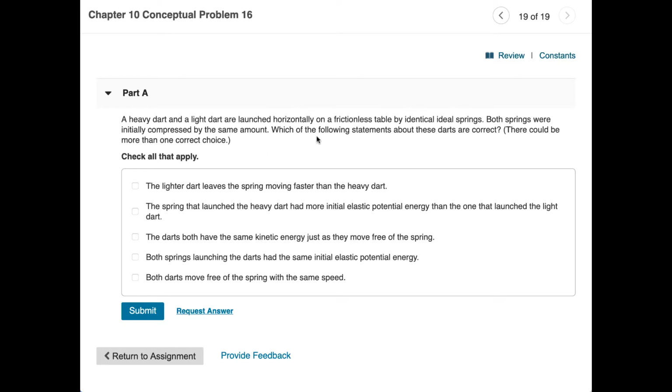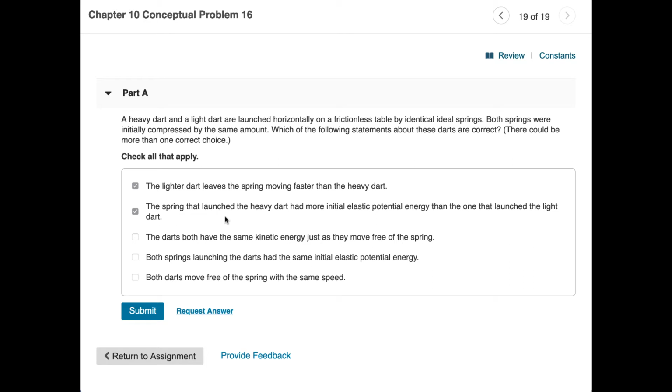Which of the following statements about the darts is correct? There could be more than one. The lighter dart leaves the spring moving faster than the heavy dart. Well, they have the same kinetic energy. So to have the same kinetic energy, the lighter dart must be moving faster than the heavier dart. The spring that launched the heavy dart had more initial, nope, they had the same initial potential energy, because they're identical springs compressed by the same amount. The spring energy is 1/2 kx squared. So it depends on the spring constant, they're identical springs, and how far you compress it, x squared. So they have the same spring energy.